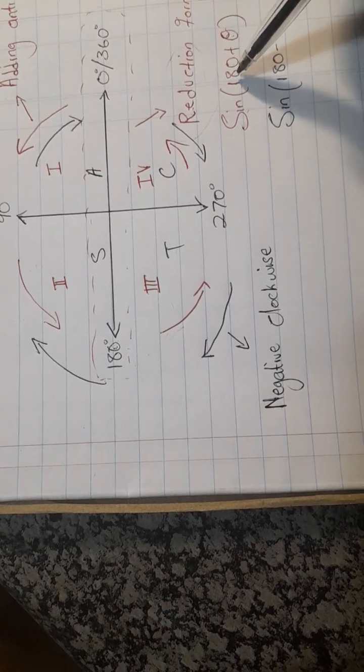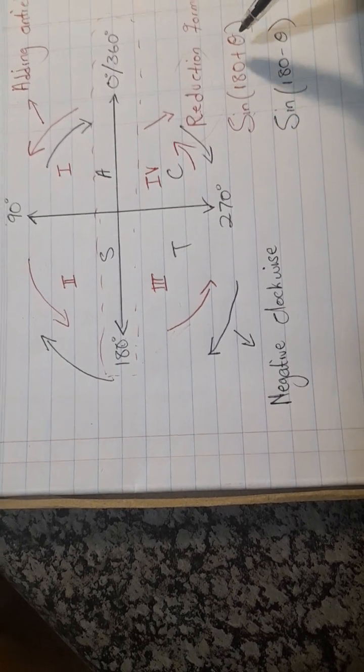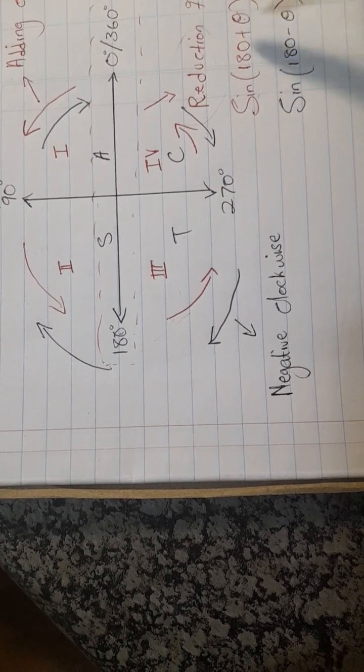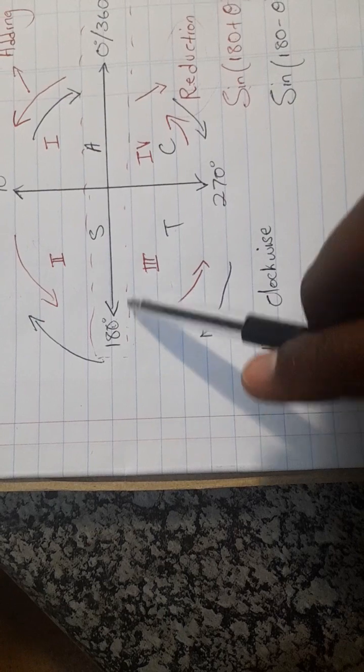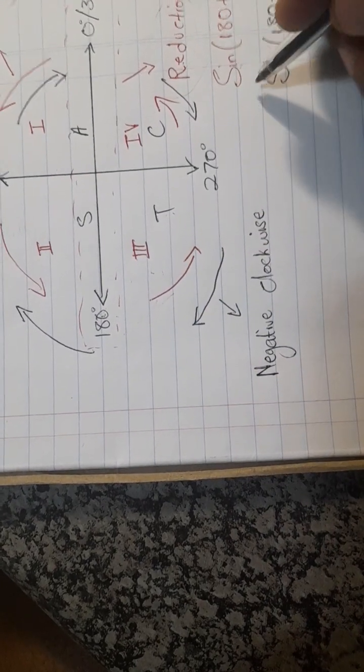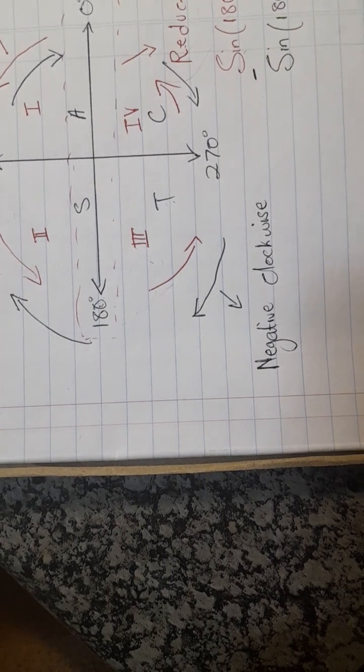So for you to know in which quadrant 180 plus theta goes, it's simple. You can say 180 plus 1, 181, it's somewhere here, not this side. So here only tan is positive. What about sine? I already know my sine, it's negative.